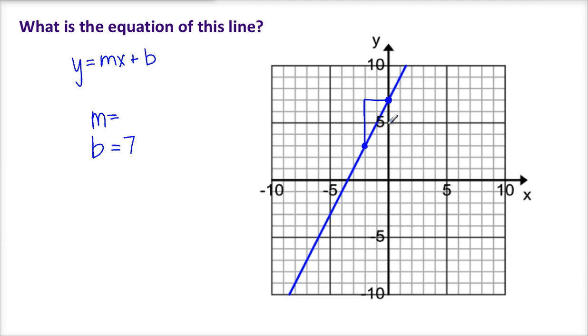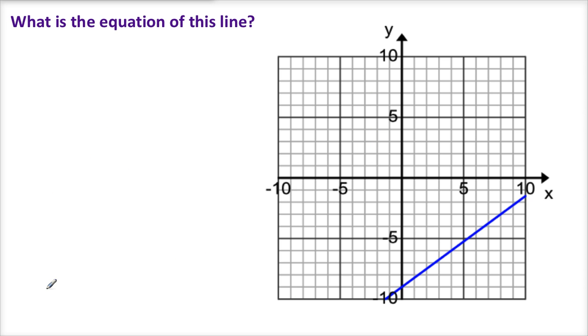Then we count the sides of this triangle, the rise and the run. So the rise is a positive 1, 2, 3, 4, and the run we're going right, so it's 1, 2. So the rise over run is 4 over 2, but 4 divided by 2 is the same thing as 2. So the slope of this line is just 2. Now that I have the slope and the y-intercept, I plug them into the equation for m and for b. And this is the equation of that line that is graphed.